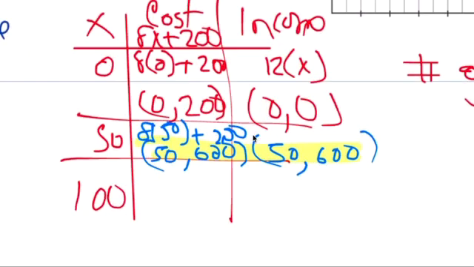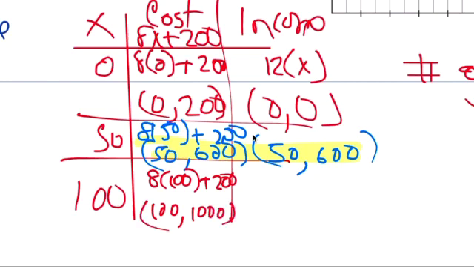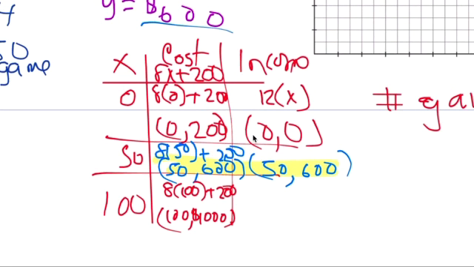Now for 100: 8 times 100 plus 200, that's 1,000. So 100 games cost $1,000. Income is 12 times 100, it's 1,200. So 100 and 1,200.